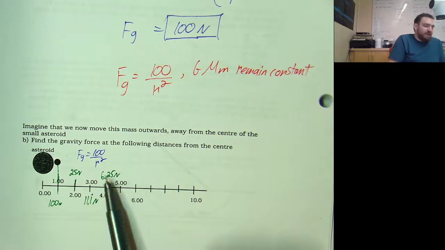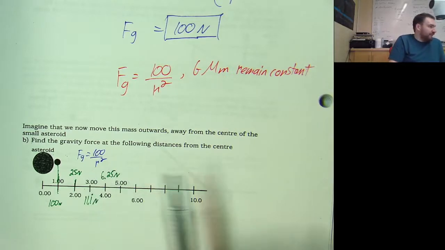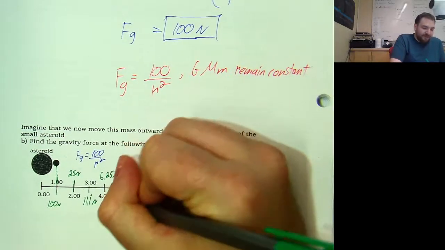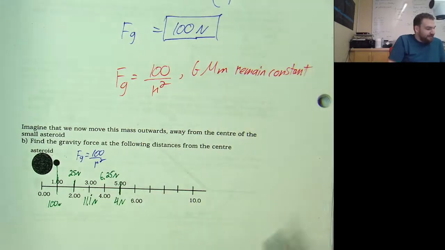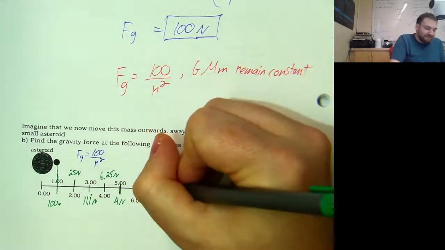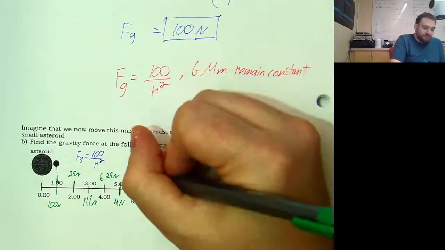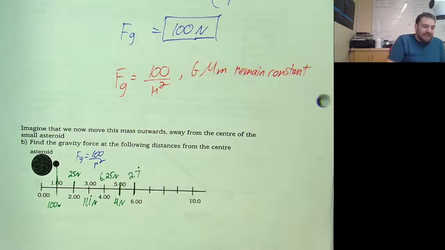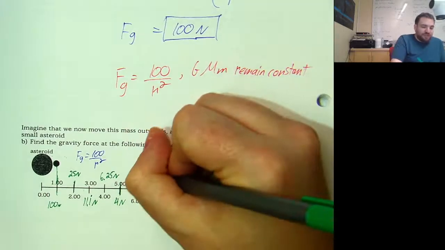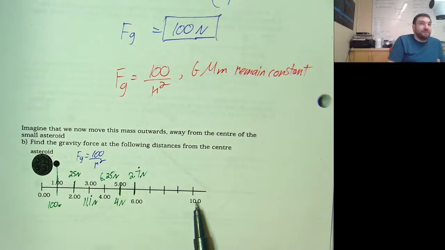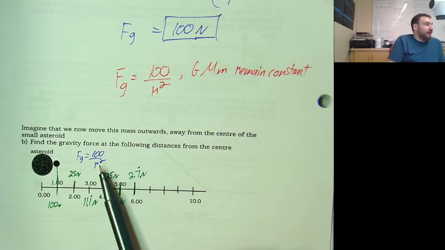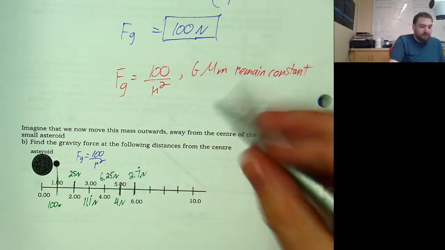5. This one's a hard one. 5 squared is 25. 100 over 25 is? 4. No calculator needed for that one, I hope. 6. 6 squared is 36. 100 over 36, Ashton? 2.7 repeating. And we're just going to jump all the way out to 10. This one should be pretty obvious. 100 over 10 squared. 100 over 100, that's 1.